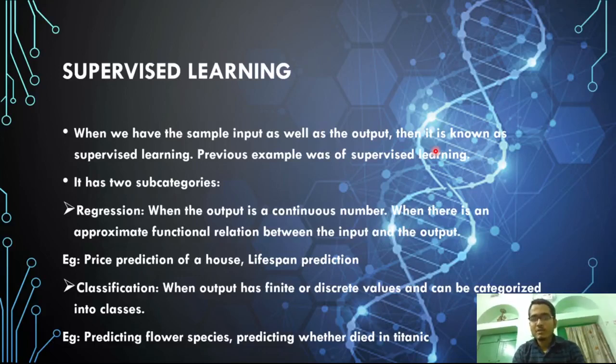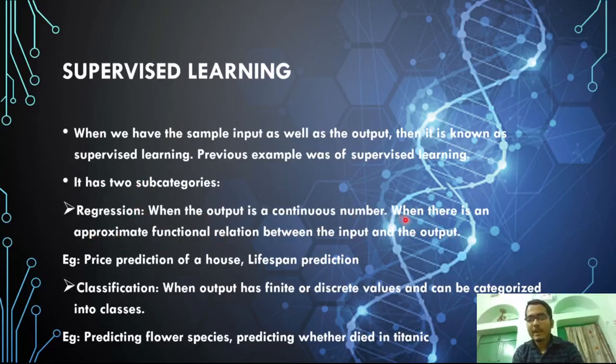It has two subcategories. Regression: when the output is a continuous number, when there is an approximate functional relationship between the input and the output. What I showed you was actually linear regression. It was a linear curve.